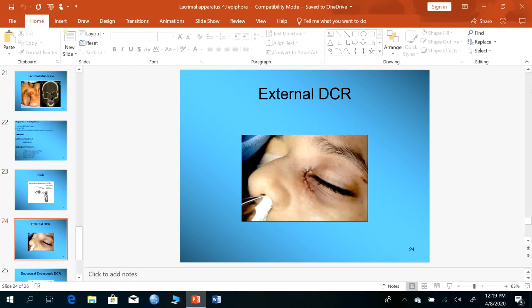In the external DCR, you can see along the lower lid there is an incision mark, and the patient's nasal cavity is being packed with the help of small gauze so that there is no discharge and bleeding. We remove this packing one day after the surgery. You can see the stitches over the area of the lacrimal sac, these are removed after 7 days of operation.